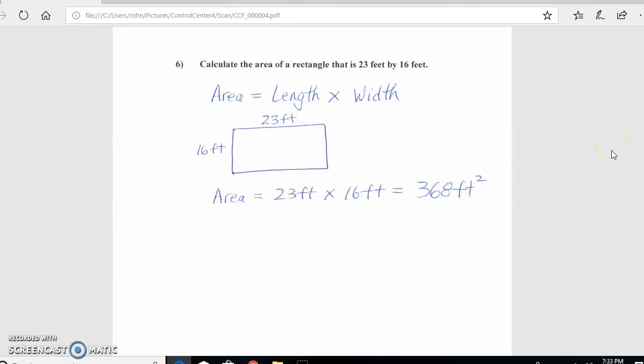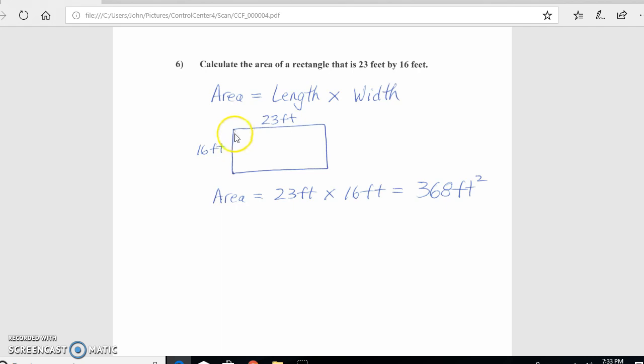This is the whole number practice test, and we are working here on problem number 6. We're asked to calculate the area of a rectangle that is 23 feet by 16 feet. And I've given the formula for the area, which is the length times the width. And I've drawn the rectangle here.